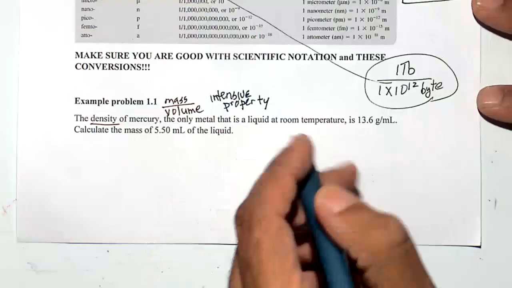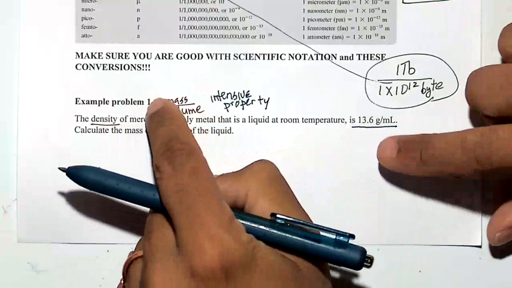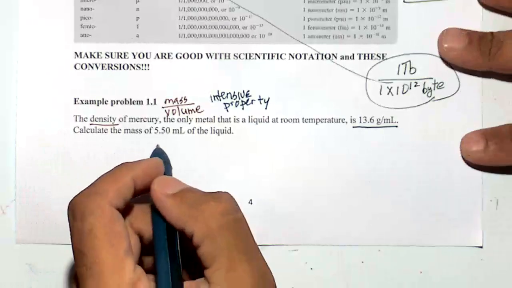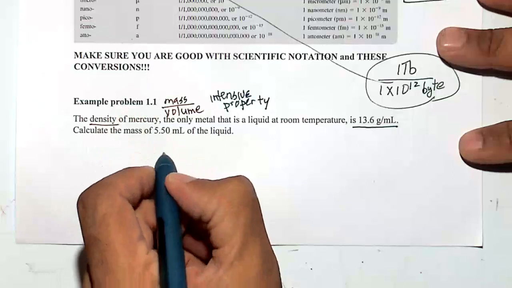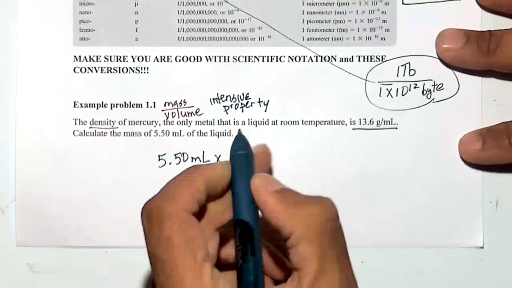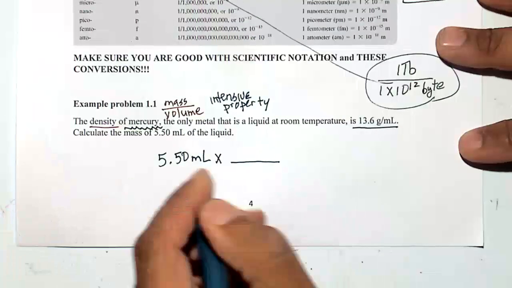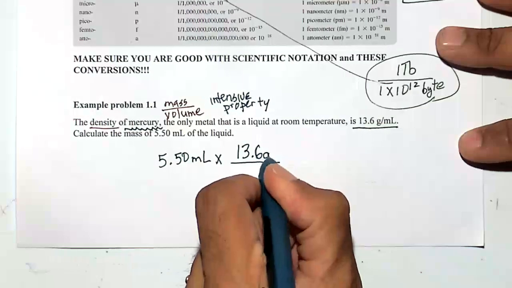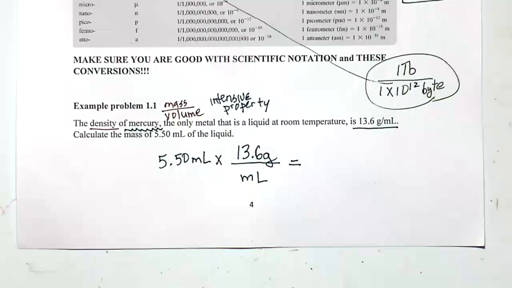So in this problem, we have the density of mercury is 13.6 grams per mL. Mass in grams, volume in mL. Calculate the mass of 5.50 mL of the liquid. So this is how we'll solve this problem. We have 5.50 mL of mercury and then 13.6 grams per mL.